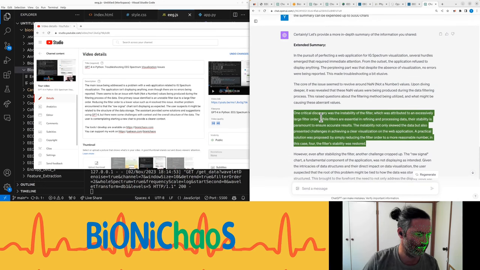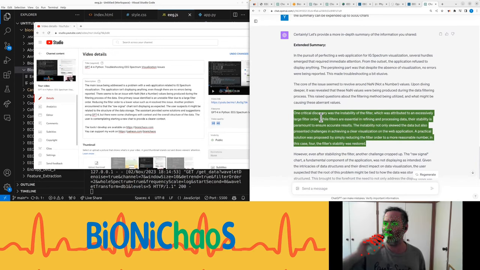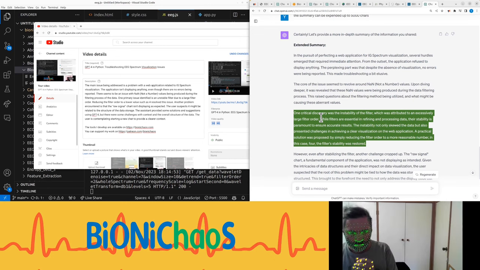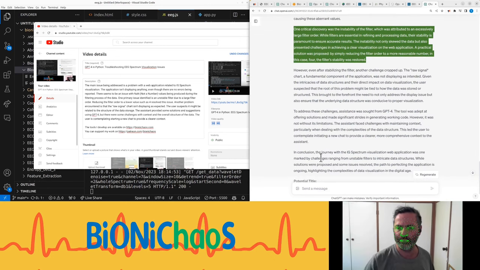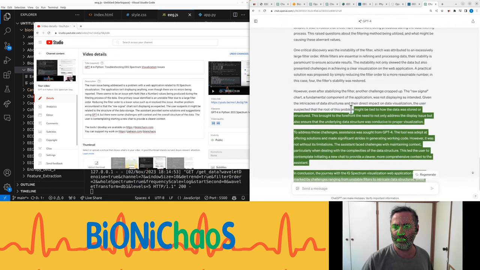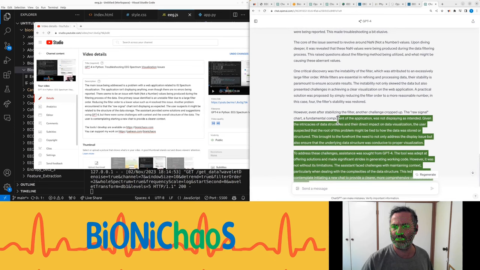One critical discovery was the instability of the filter, which was attributed to an excessively large filter order. While filters are essential in refining and processing data, their stability is paramount to ensure accurate results. The instability not only skewed the data, but also presented challenges in achieving a clear visualization on the web application. A practical solution was proposed: by simply reducing the filter order to a more reasonable number, in this case 4, the filter's stability was restored.